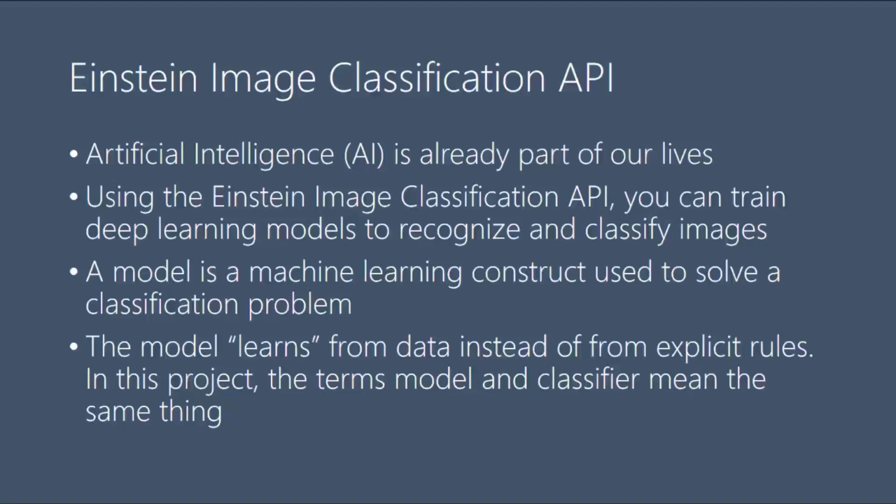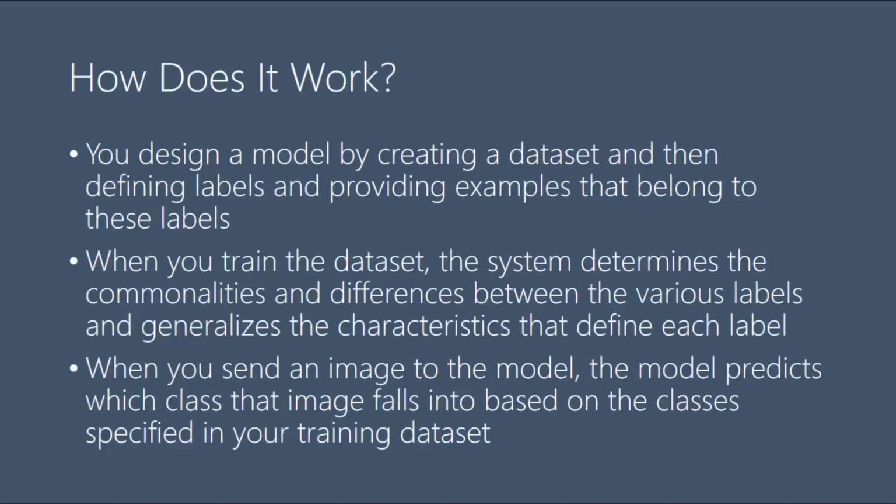So basically what the model does, it learns from the data instead of from explicit rules. In this project, the terms model and classifier mean the same thing, right? As we move forward, we are going to construct a model that is going to read off of the images and give us the details of that image. So how does it work?